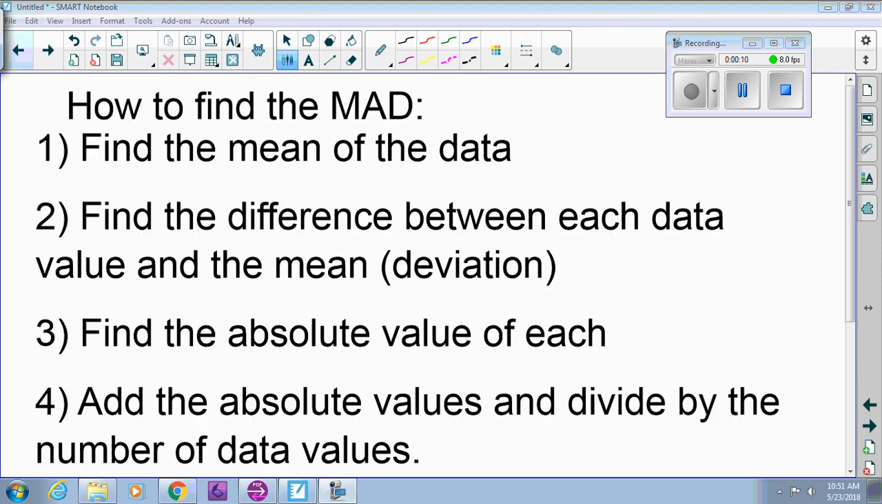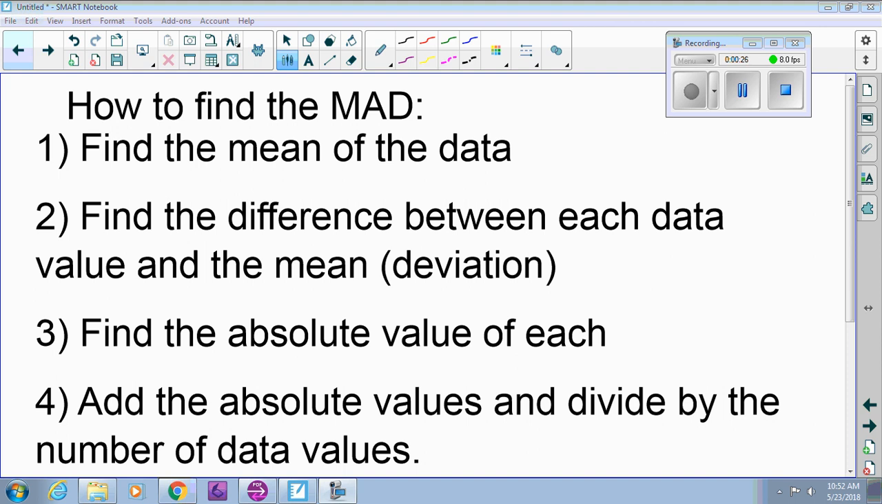I figured I'd do a quick video to help anyone who's still a little confused on mean absolute deviation. I'm going to give you the steps on how to find this. MAD stands for mean absolute deviation, so that is the average amount that these values varied from the mean.